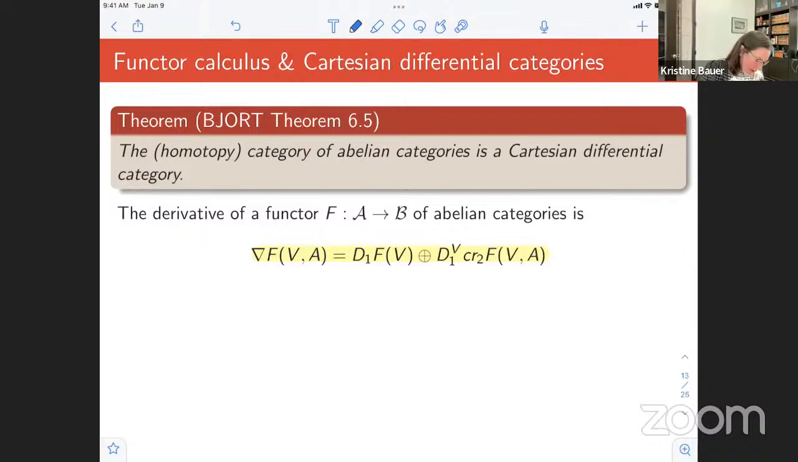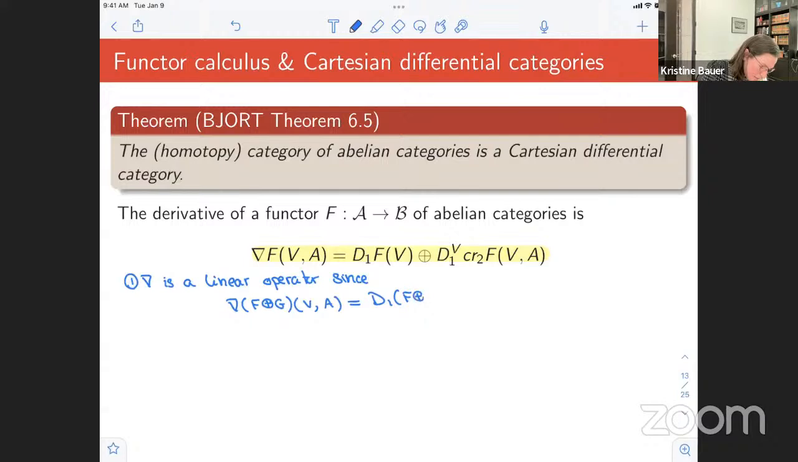So let's check a few of the axioms. So first of all, nabla is a linear operator. This basically follows from the fact that D1 itself is a linear operator. So if I look at the directional derivative of a sum of functors f and g, well, and let's go ahead and write the variables because it makes it easier to keep track of who's getting linearized. I see that I've switched from x to a, that's okay. So this should be the same thing as D1 f composed with g evaluated at v plus D1 of the second cross effect of f composed with g evaluated at v, a.